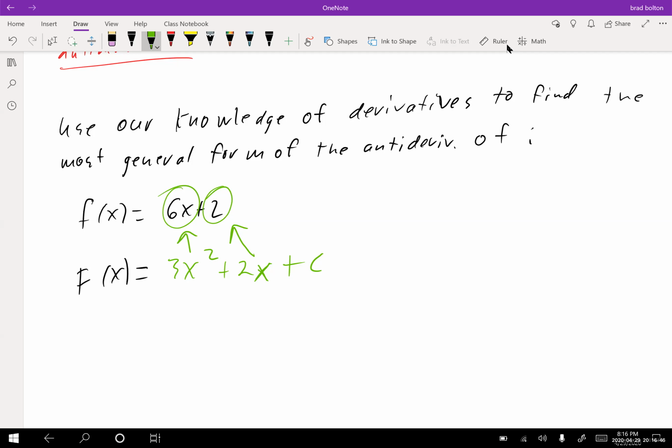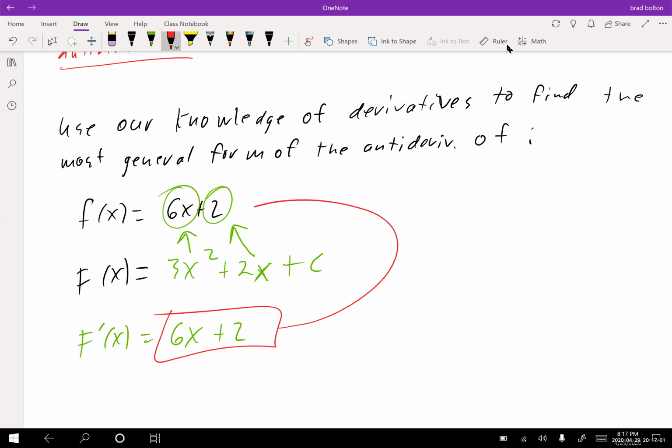So now let's find the derivative, big F prime. What's the derivative of 3x squared? 6x. What's the derivative of 2x? Plus 2. What's the derivative of c? 0. Boom. This matches the original. We did in fact find the antiderivative. Okay, so that's how it works. So that means knowing your derivatives will help you greatly with your antiderivatives.